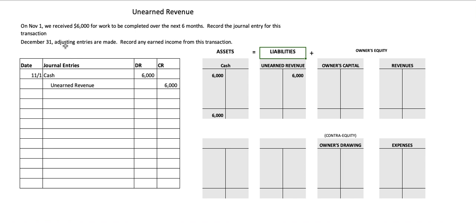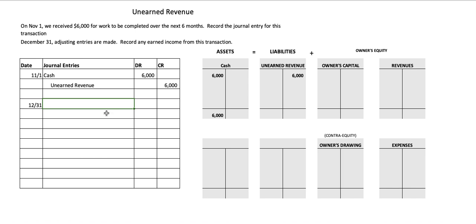So on December 31st, it's time to make adjusting entries. And remember, the purpose of adjusting entries is to bring revenue and expense accounts up to date. So our instructions say to record any earned income from this transaction. So it's December 31st. So the whole month of November and the whole month of December have passed. So that's 2 months worth of unearned revenue that is now earned.